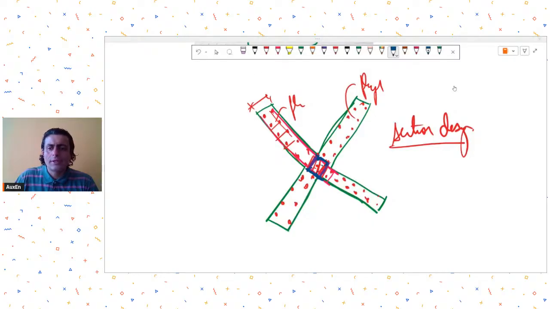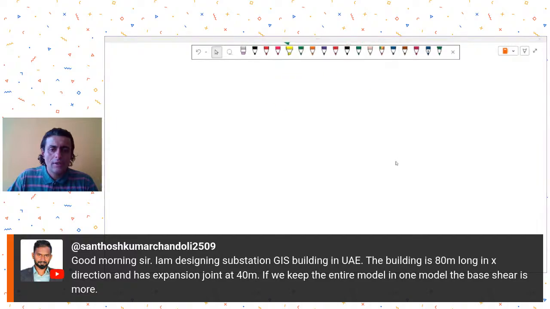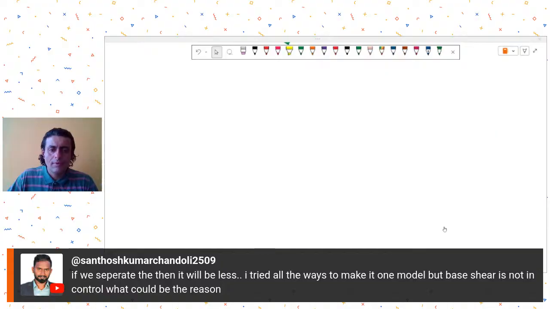Okay, then the next question is from engineer Santosh Kumar. He is saying, I am designing a substation in UAE. The building is 80 meters long and 40 meters wide, with an expansion joint at 40 meters. If we keep the entire model as one model, the base shear is more. If we separate, then it will be less.